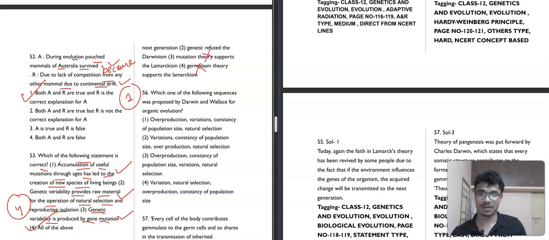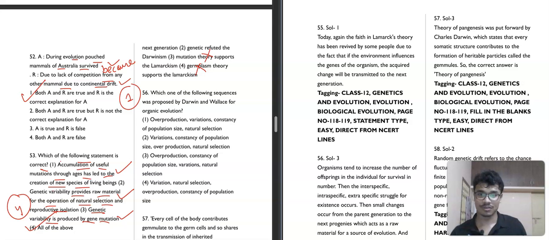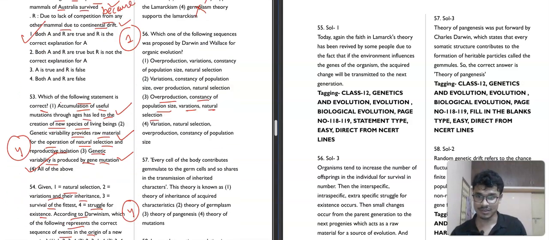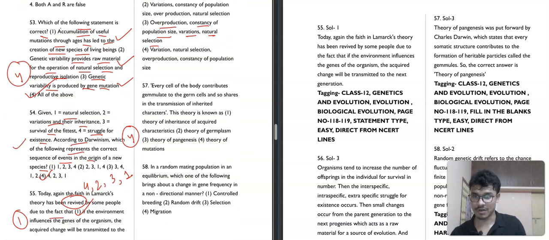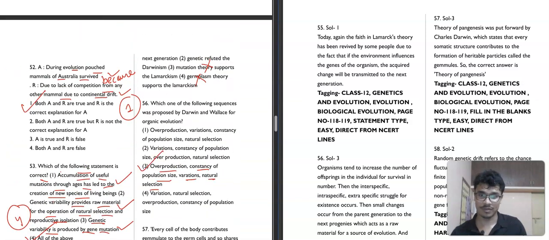Then question number 56. Which of the following sequences was proposed by Darwin and Wallace for organic evolution? It is also a very good question. The sequence was overproduction, then constancy of population size, variation, and then natural selection. This is the same type of question, but not exactly the same. You need to know the concept. It is a different type of question. This question can be framed like this. So, third option will be your correct answer.